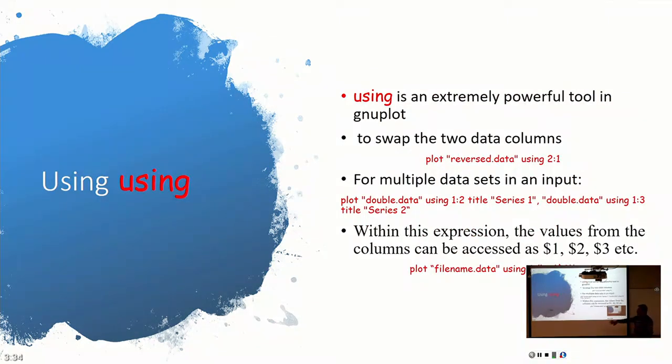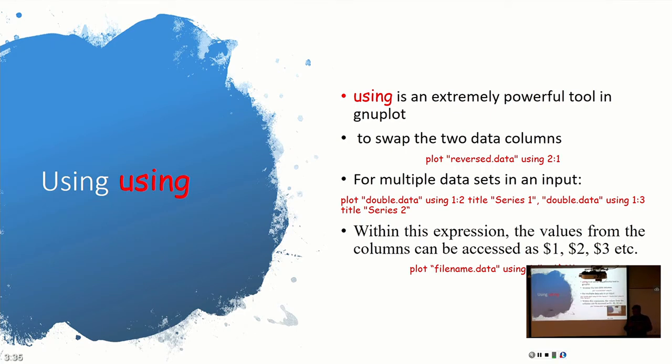Another very useful tool in this gnuplot software is the using option. Suppose I have a text file with three or four columns, and I want to make the first column my y-axis, and the second column my x-axis. How can we do that? Just plot that file name using 2:1. This 2:1 means it will make the second column your independent variable, the x-axis, and the first column your dependent variable, the y-axis.